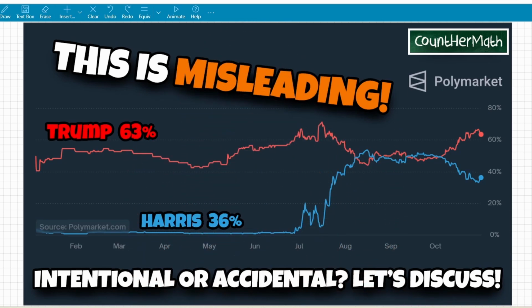I have here a graph from Polymarket. It is giving an idea of what the elections are going to look like. Harris didn't join in until about July, so we have her spiking up to here, going back down, Trump staying at a nice steady across the line. One of the first things I'm going to point out is this graph goes to 80. It does not go to 100, and we'll discuss why that's awful.